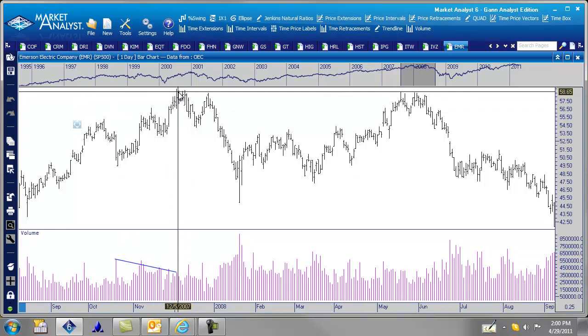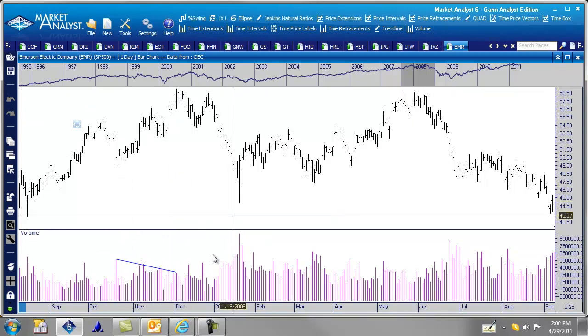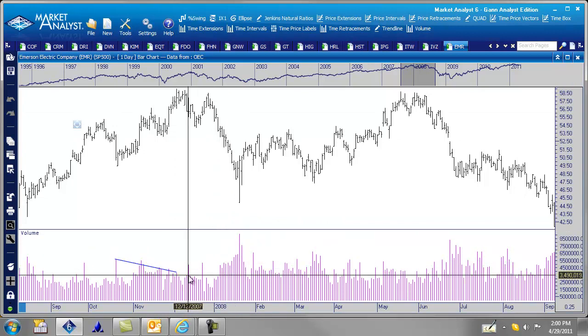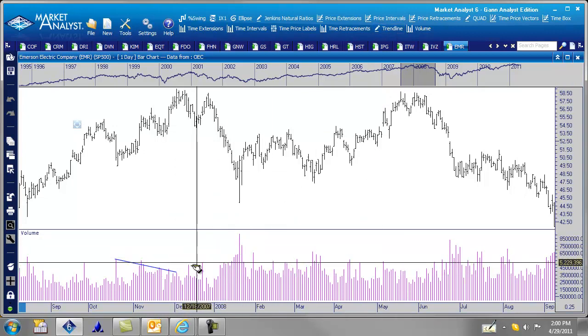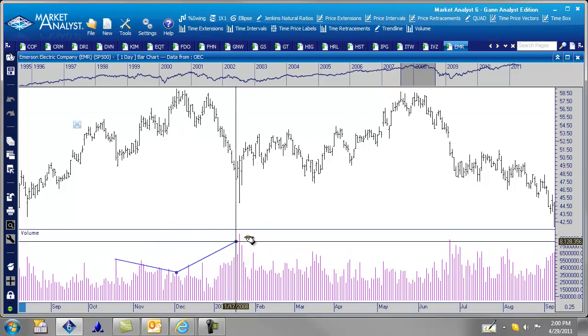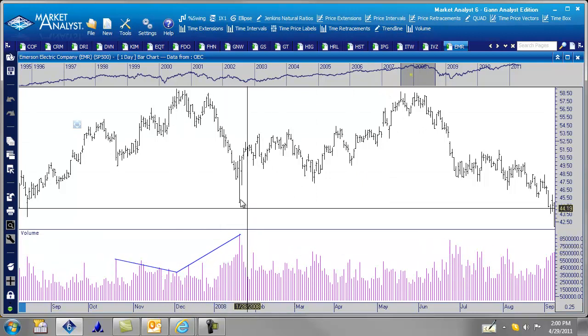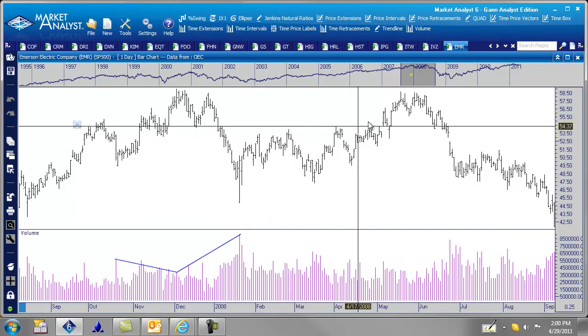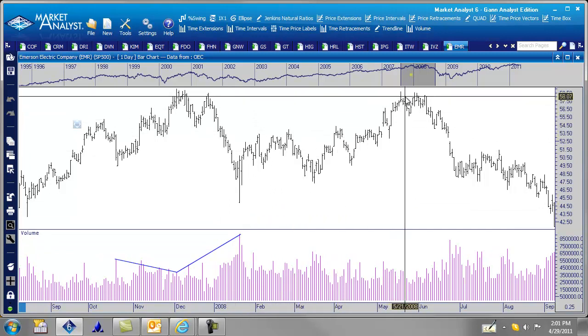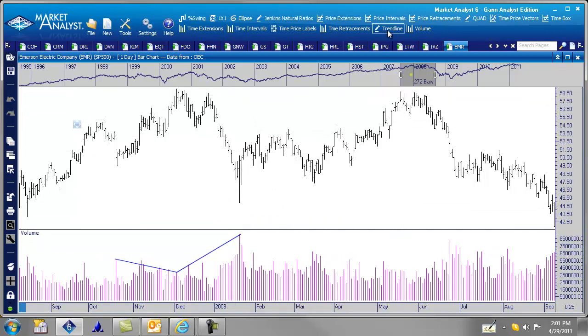Now, do we have an increase in volume as the XA move takes place? You bet. Look at this. Okay, so once again, a trend line from here up to there. So we have higher volume. And then from the A to D point, we have declining volume. We'll draw a trend line there.